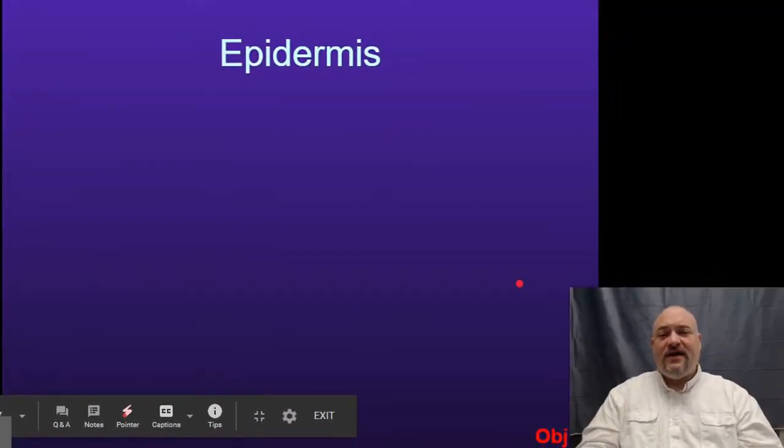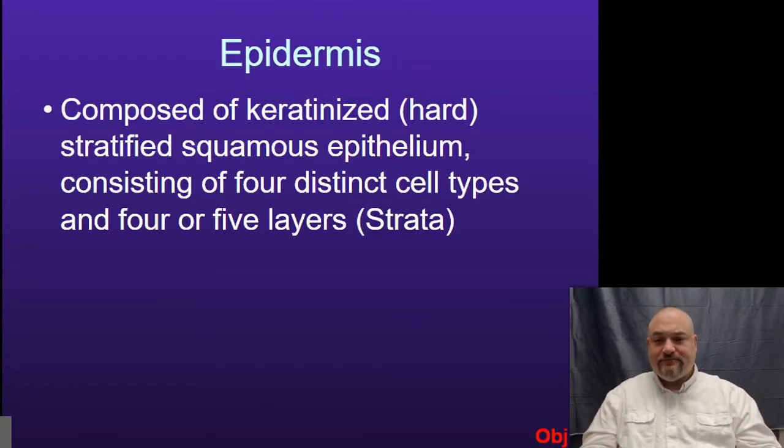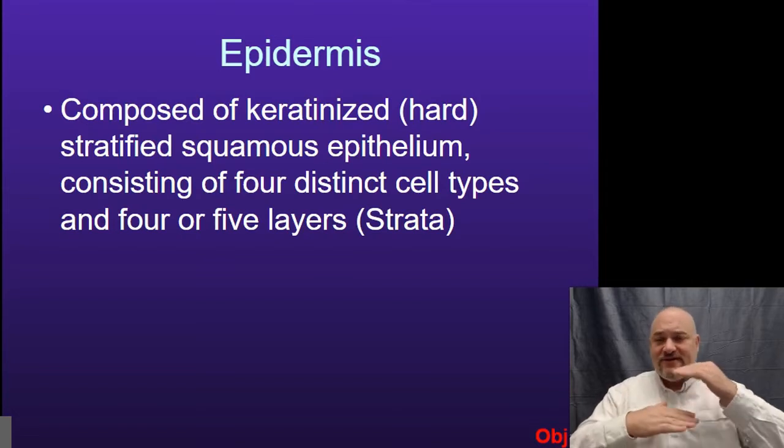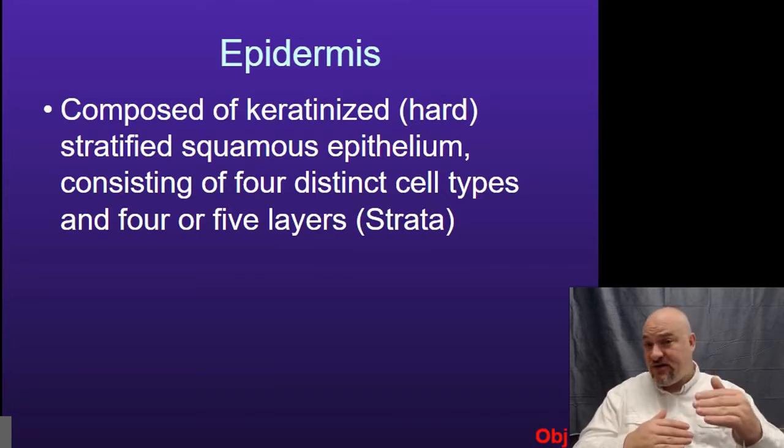All right, so let's move on to the epidermis, our first major layer of the skin. It's composed of keratinized, which is a type of protein, hard, stratified squamous epithelial tissue. So lots of layers of flat squamous cells. And there are 4 or 5 distinct layers or strata within that, based on how close they are to the blood supply and/or how close they are to the surface.